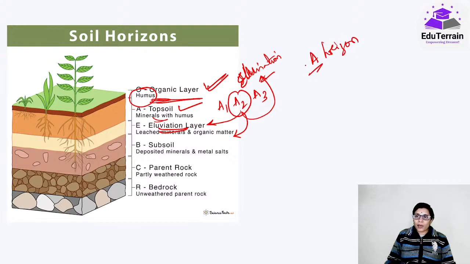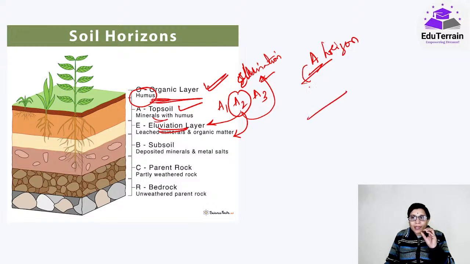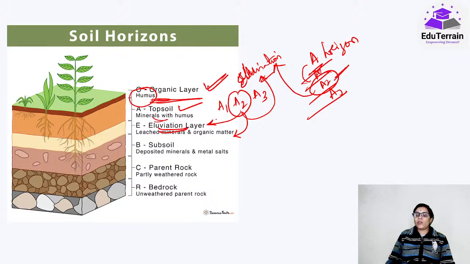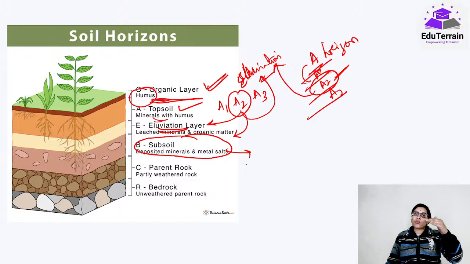From the same A horizon, the constituents, the particles are moving in the same horizon, which is further divided into 3. This particular process of movement of the constituent soils along with the nutrients is called eluviation, and this layer is called the eluviation layer. But again, the nutrients won't stop there.